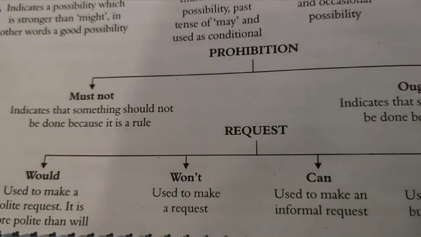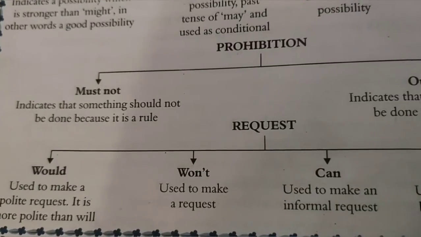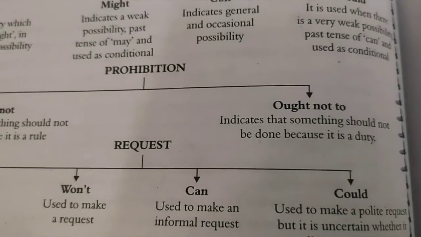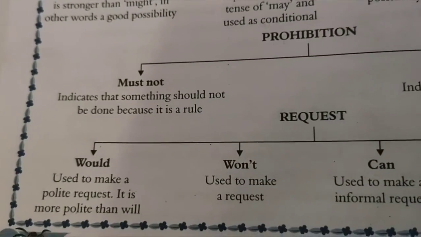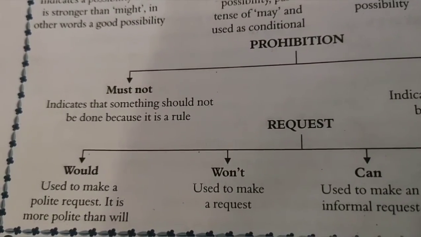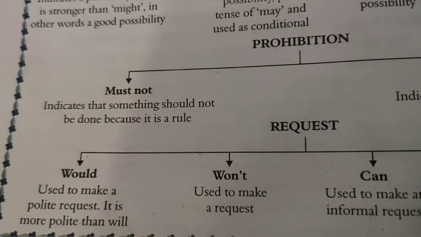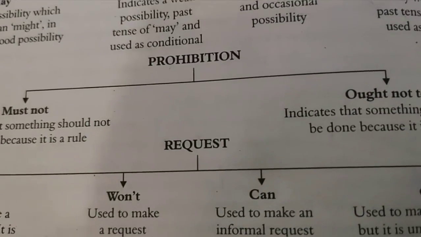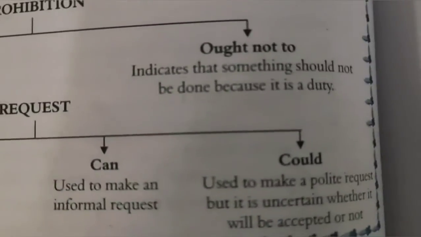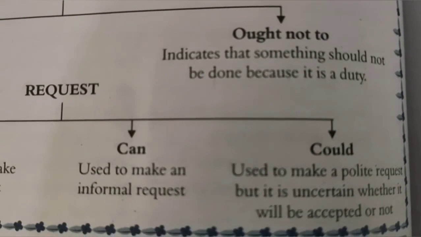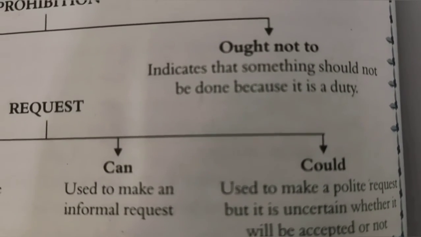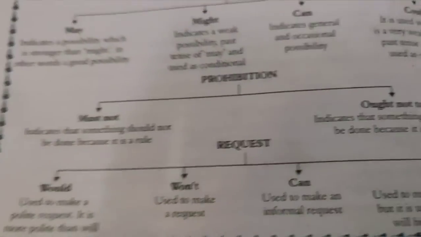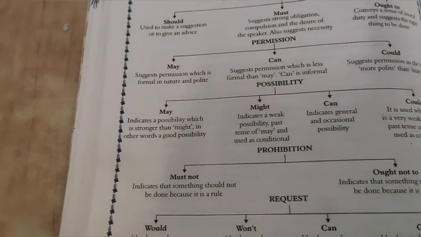And the last one is request. When you have to express a request, you can use would, want, can, and could. So let's see the use of would first. It is used to make a polite request. It is more polite than will. Want is used to make a request. Can is used to make an informal request. And the last one, could, is used to make a polite request, but it is uncertain whether it will be accepted or not. So this is all about the modal auxiliaries.